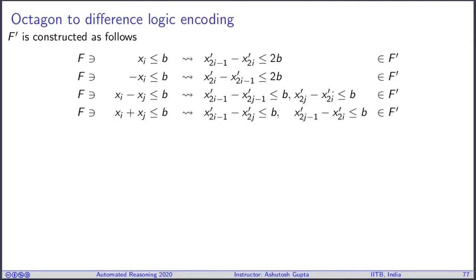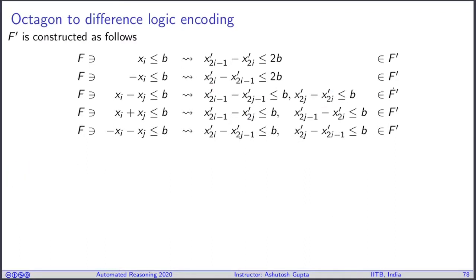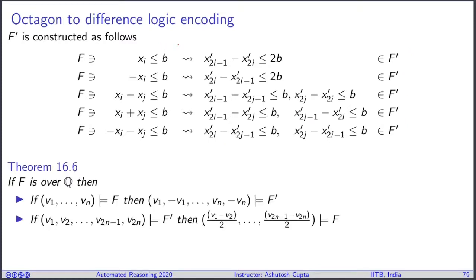Similarly, I define xi plus xj and minus xi minus xj, and this gives us the encoding into a difference logic constraint, because all the constraints here are subtractions. One variable is subtracting another variable, and there are no bounds on the variables themselves, only on the constant value. You can easily check that if you have a satisfying assignment here, you can construct an assignment there, and vice versa. If you have an assignment for the original formula, you can simply write v1, minus v1, v2, minus v2, and so on, which will be the satisfying assignment of F prime.